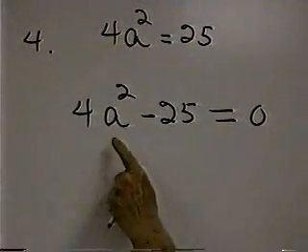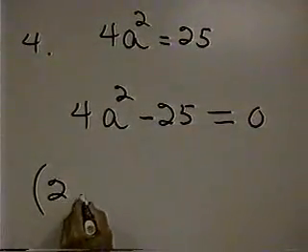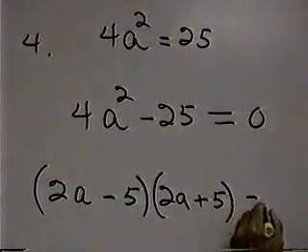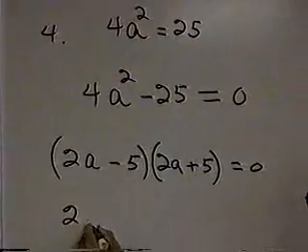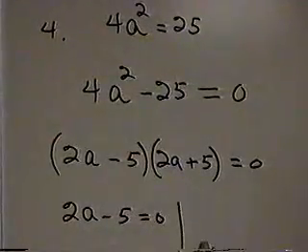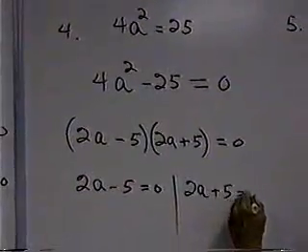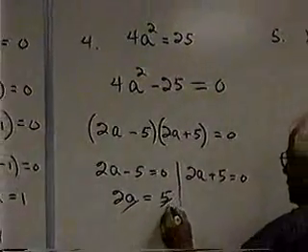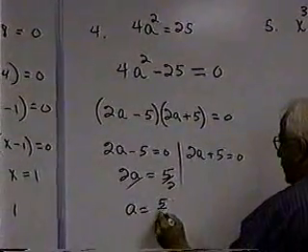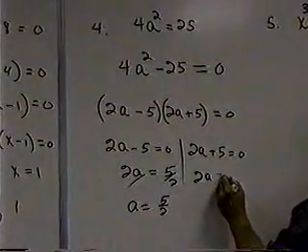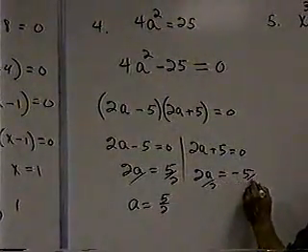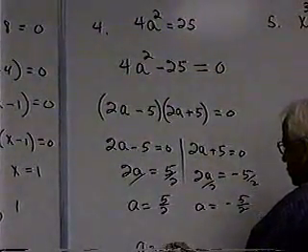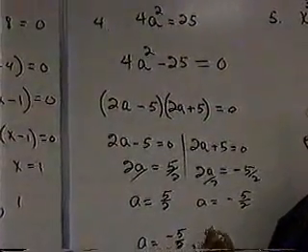All right, so we look for a common factor? No, but this can be factored as 2a minus 5 and 2a plus 5. And setting each factor equal to 0, we have 2a is equal to 5. Dividing both sides by 2, we have a is equal to 5 halves. And moving the 5 across, dividing both sides by 2, we have a is equal to minus 5 halves. Therefore, the answer is minus 5 halves and plus 5 halves.